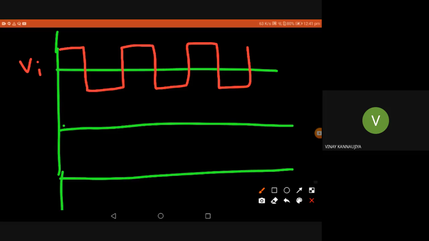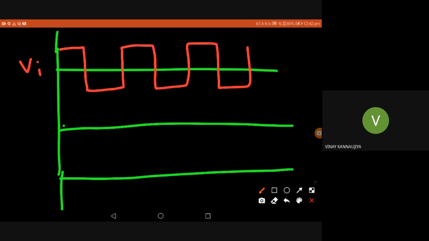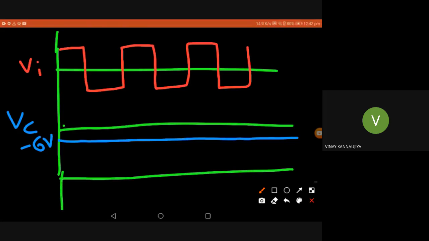Now I'm going to draw VC. VC is always remaining how much? Minus and plus, so I'm just remaining at minus 6 volt. No change. The output we already discussed. This is the output.